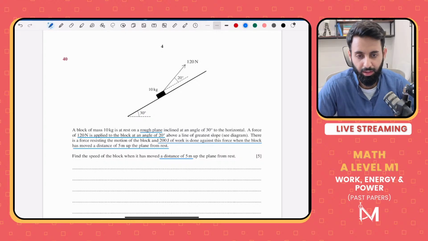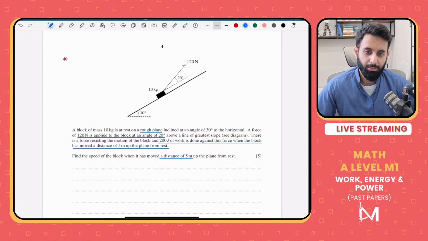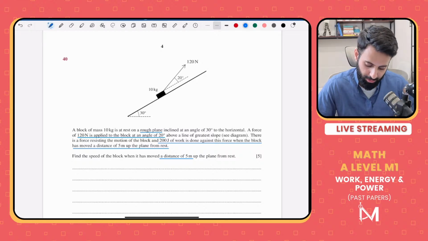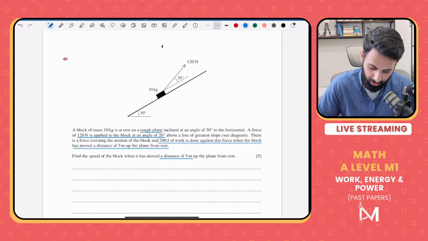Okay, now, so remember the work energy formula. What's the work energy formula? The work energy formula is total work done is equal to change in potential energy minus change in kinetic energy. Okay, so let's work that out.